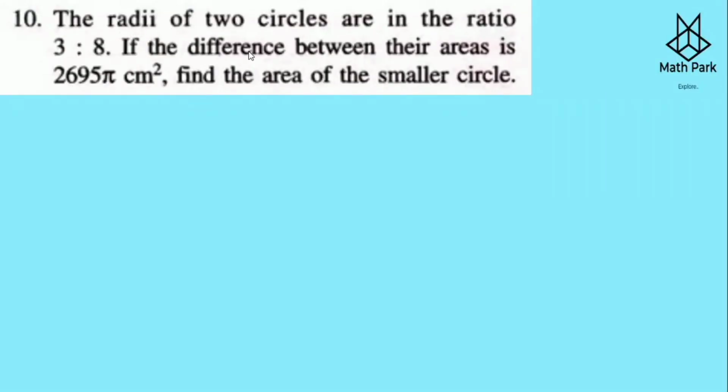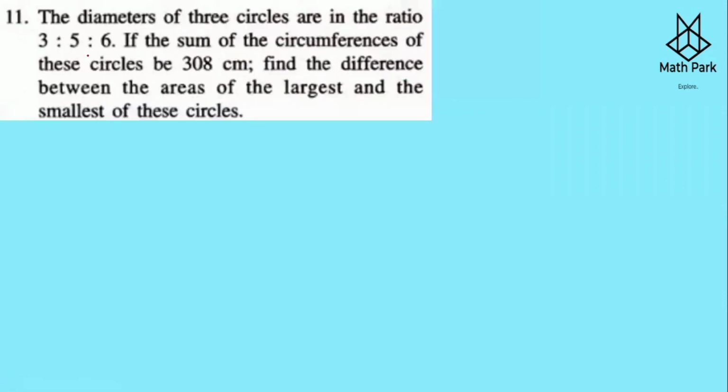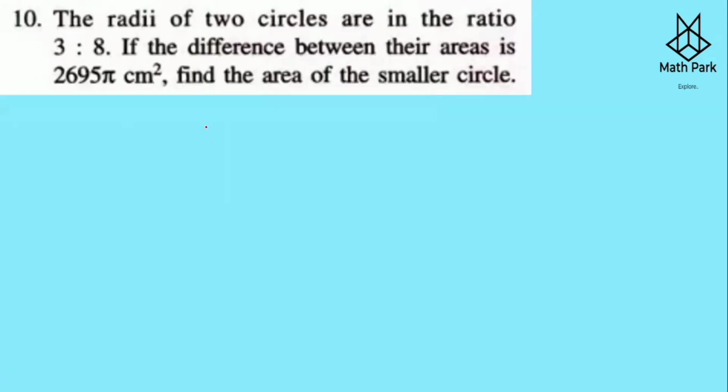The radii of 2 circles are in the ratio 3:8. So let us take R1 is equal to 3x and R2 is equal to 8x. The difference between their areas, of course the second circle is going to be bigger, is given as 2695 centimeter square. So we have pi R2 square minus pi R1 square is equal to 2695 pi.